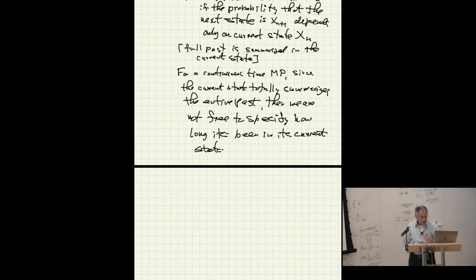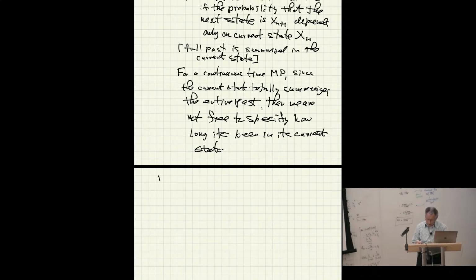I'm just warning you, the exponential distribution comes out. And for discrete time, that turns out to be a geometric distribution instead of an exponential distribution. In continuous time, this implies an exponential distribution for time in state. Discrete time implies a geometric distribution. Okay.